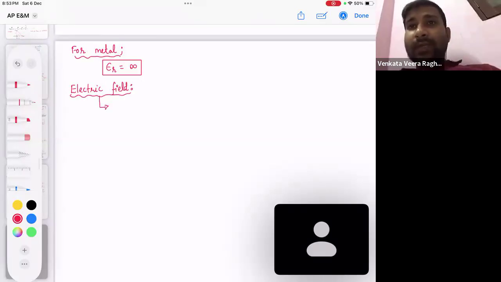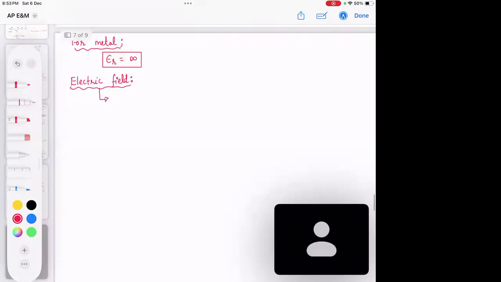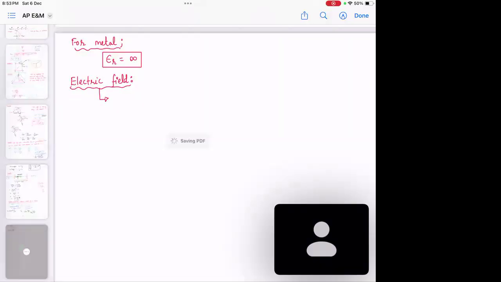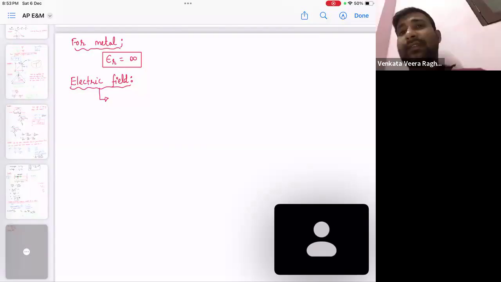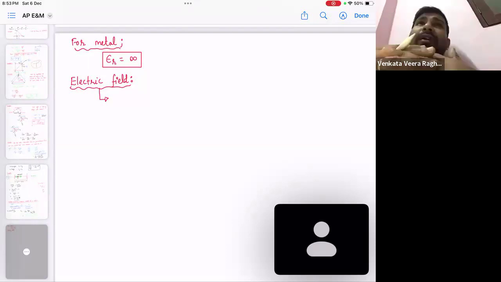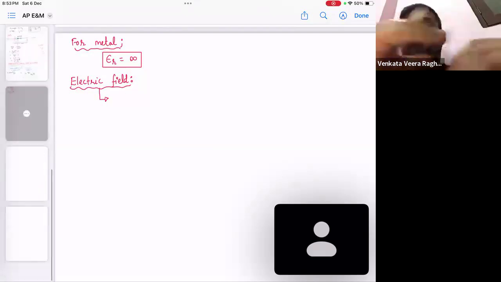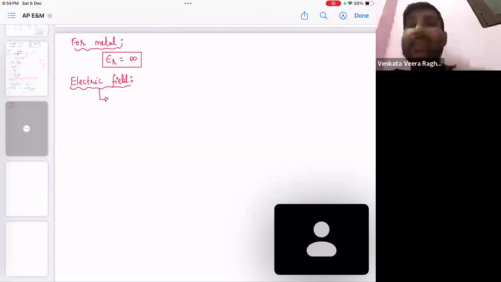So electric field is what? Field generated by a charged body. Yes, it is the field generated by a charged body. Any charged body that is there will create an influence in its surrounding, isn't it? It's going to create a field in its surrounding, and if any other charged particle enters that field region, that other charged particle is going to experience the electrostatic force, isn't it?